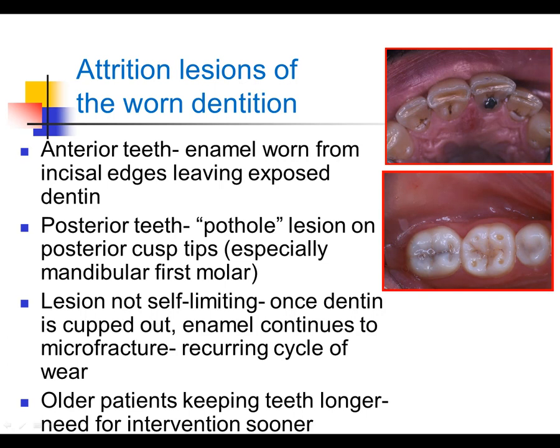And what we see is these lesions are not self-limiting. Once we've gone through the enamel into the dentin, and the dentin starts cupping out, and you can see how the dentin's cupping out on these maxillary incisors, it's not straight across, that the enamel continues to fracture, the dentin continues to wear, and it becomes a recurring cycle. As our older patients are keeping their teeth longer, we see these conditions, and we need to intervene sooner rather than later.